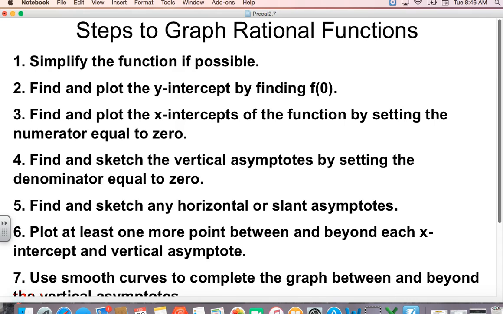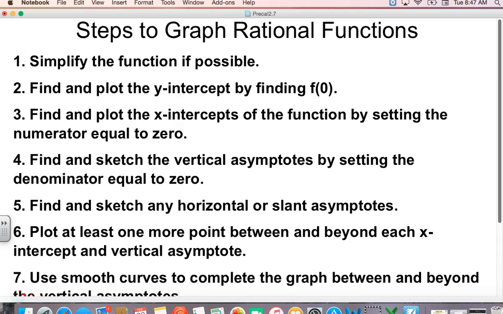All right, so now looking at some more complicated rational functions that you can't just shift the parent function, we've got to use these steps. So first we're going to simplify the function if possible, meaning factor and cancel things if they'll do that. Number 2, find and plot the y-intercept by finding f of 0. So we plug in 0 for x, right? Because if x is 0, then that means we're on the y-axis, so that will tell us the y-intercept.